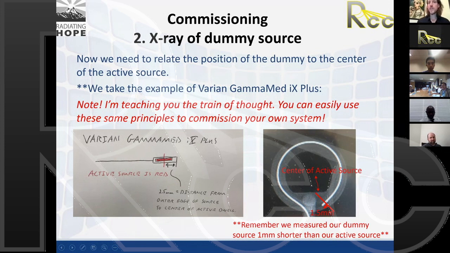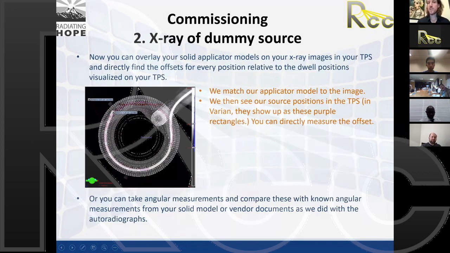Okay, so now you can overlay your solid applicator models on your X-ray images in your TPS and directly find the offsets for every position relative to the dwell position visualized in your TPS. Likewise, you could do a similar thing with angles. So I could measure all the angles on my digital radiographs, and I can compare them to the measured angles based on vendor documentation, as I did with my autoradiographs. Either option is perfectly valid. And basically, we just find those differences in distance.